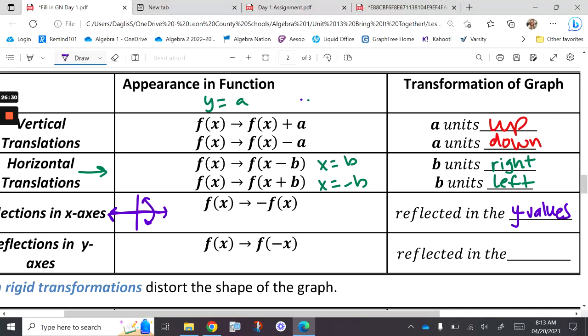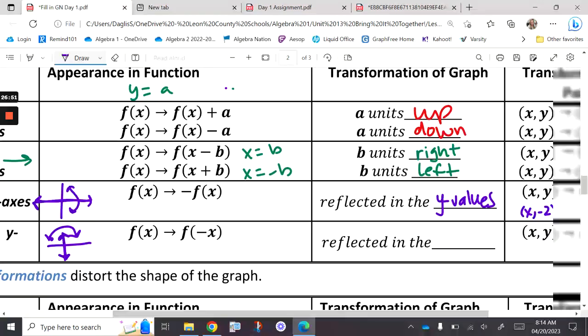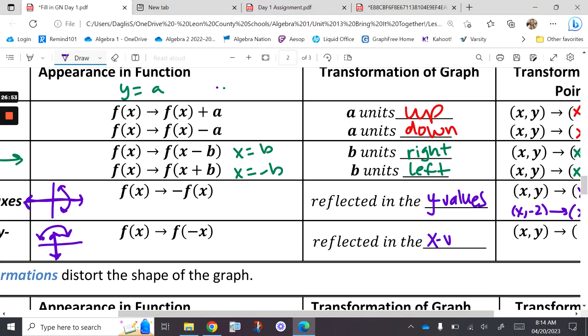All right, the other kind of reflection is reflections in my y-axis. So this time, if we're reflecting across the y-axis, we're going to go from left to right. Again, it makes sense. My negative is now inside with my x. We're moving left to right. My x's move left and right, so we are going to reflect the x values this time.